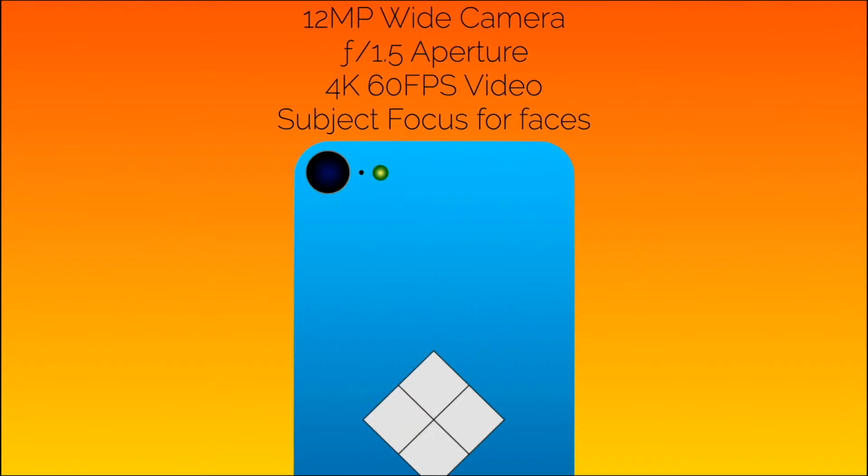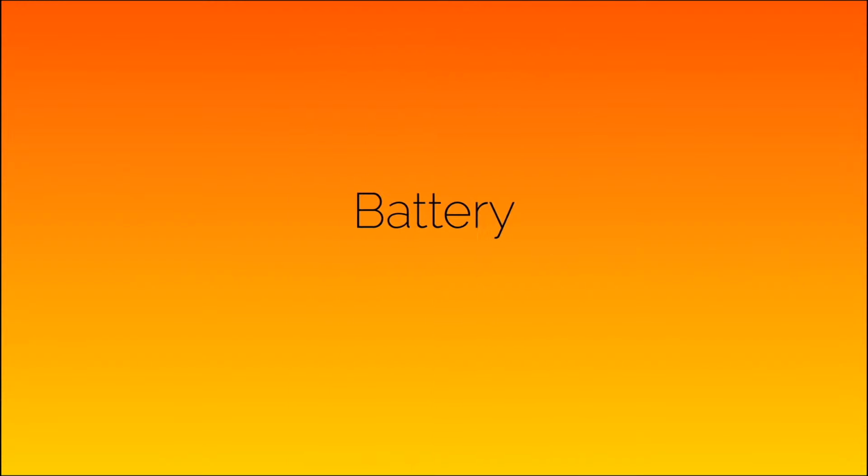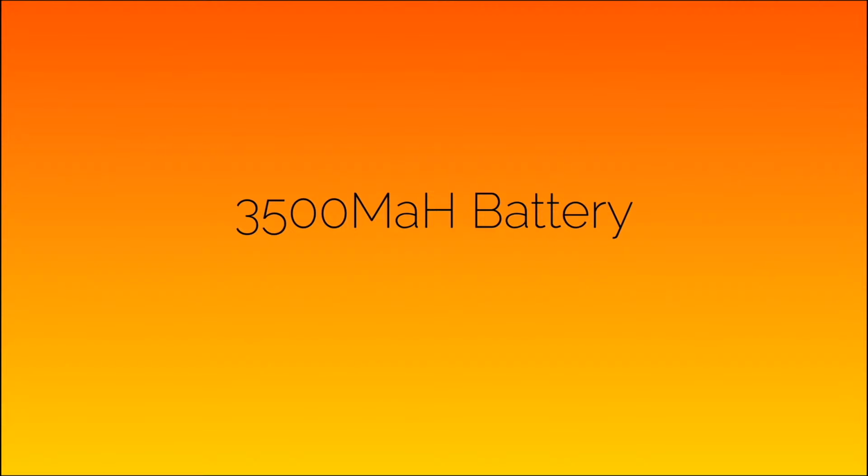We've put in the same exact camera as our Neon Dawn 2 with a 12-megapixel wide sensor, with a f1.5 aperture, 4K 60fps video, and subject focus for faces. And now let's talk about the battery. We've put a 3500 mAh battery, which allows for up to 2 days of usage.